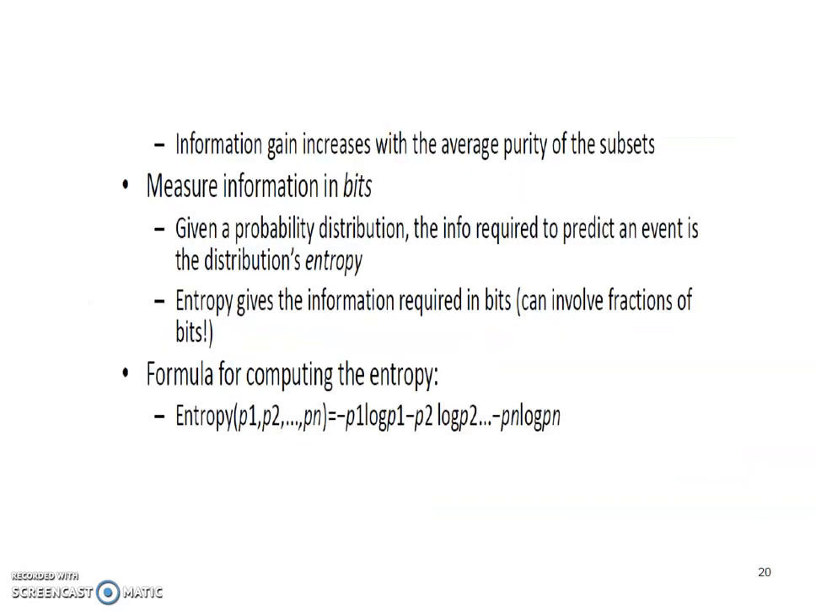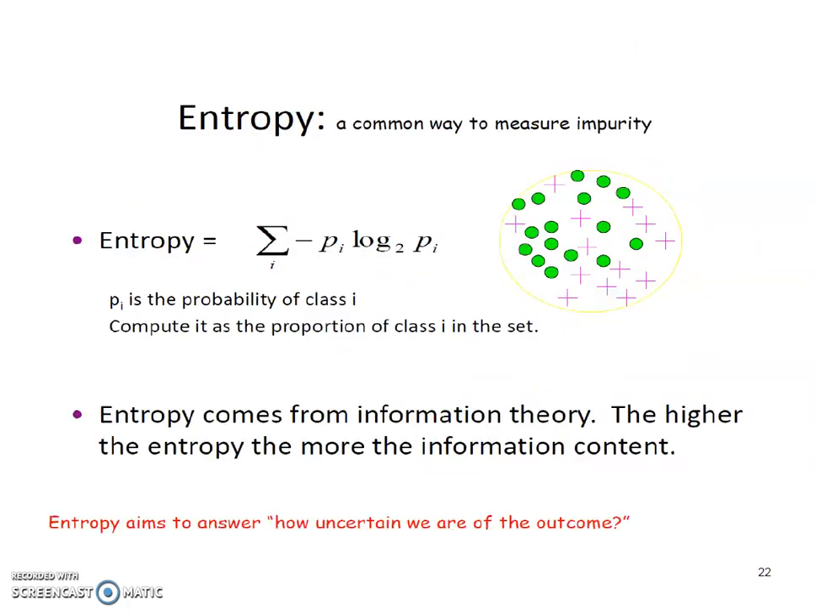So we are going to measure entropy using a probability distribution, and it is measured in bits. So the formula for entropy, given variables p1 to pn, is minus p1 log p1 minus p2 log p2, and so on till minus pn log pn, which can be summarized as sigma i minus pi log2 pi, where pi is the probability of the class. So this entropy we take from information theory. So the higher the value of entropy, it means more information content or more randomness.